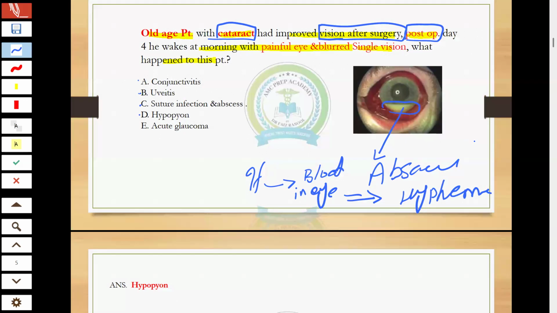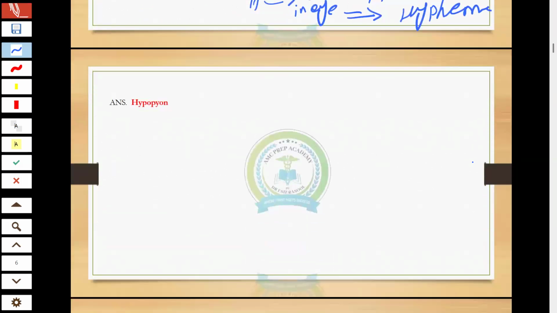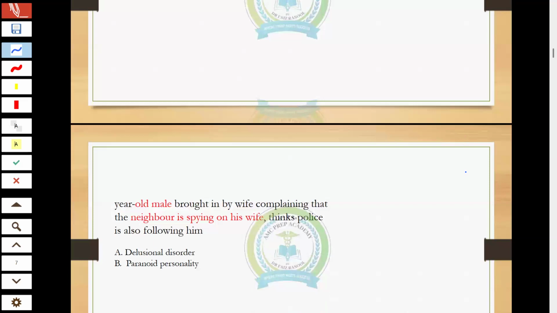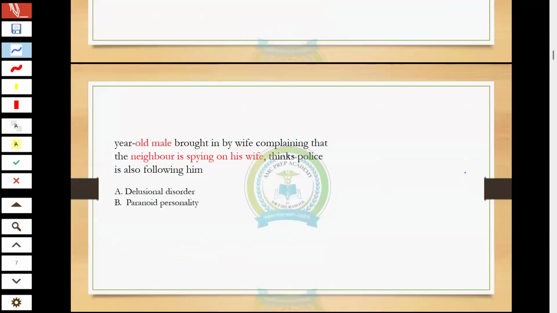In the history, you will find the patient has a history of cataract and got surgery, and this is the most common complication after surgery in a cataract patient, hypopyon or uveitis. So these are the complications of the cataract patient after phacoemulsification surgery. So the answer is simple, hypopyon, and you will see this picture as well in the real exam. Okay, move to the next.